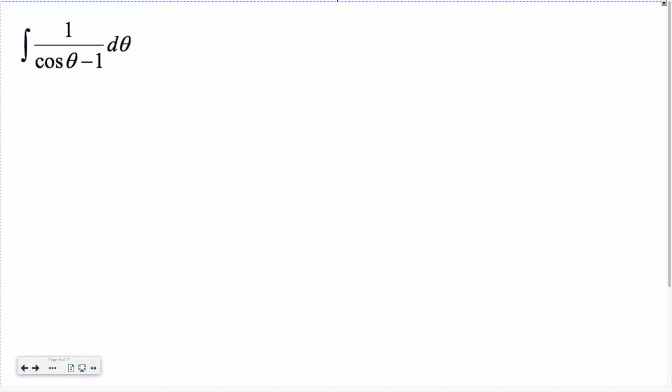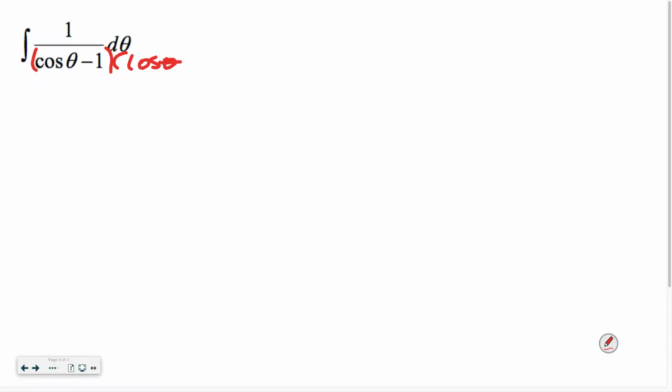Isn't sine squared plus cosine squared equal to 1? Sine squared plus cosine squared does indeed equal 1. But that's a cosine, not a cosine squared. That is a problem we could fix. Look at your list. Couldn't you multiply the numerator and denominator by the Pythagorean conjugate? What's the conjugate of cosine theta minus 1? Cosine theta plus 1.